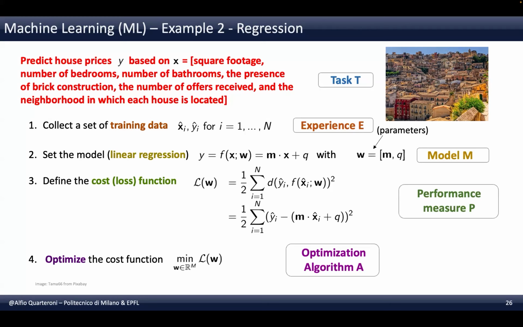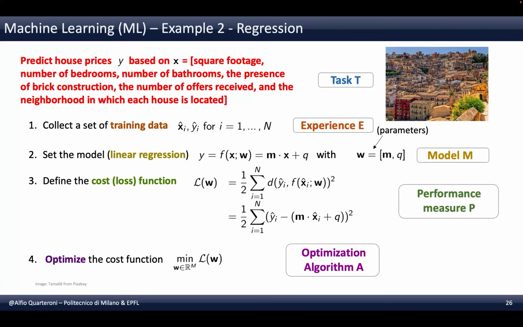You want to predict house prices, Y, based on X, and X is a set of information. For instance, you have square footage, the number of bedrooms, the number of bathrooms, and so on and so forth. Of course, such a transfer function from X to Y does not necessarily exist, because the price of the house may depend on many other factors. For instance, where is the house? If it's in Paris or in the middle of France, say. But you try to predict this input-output function in a reasonable way.